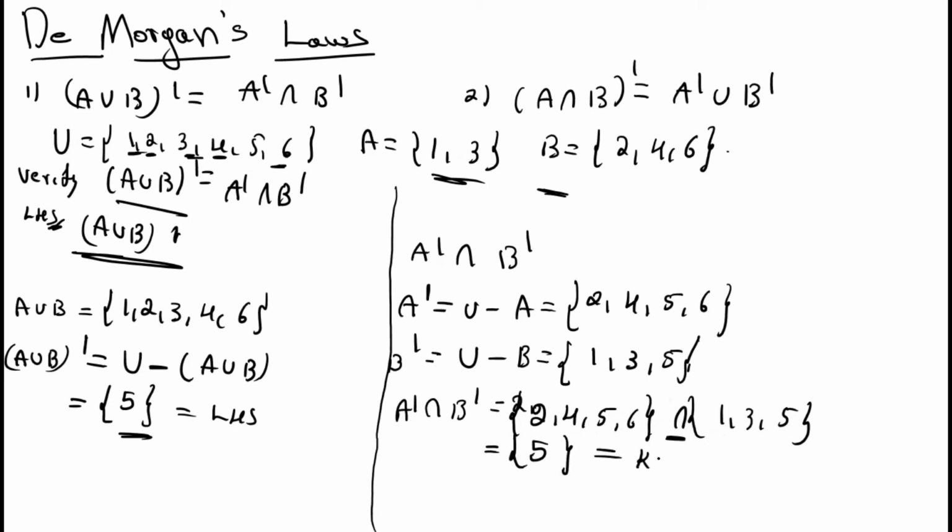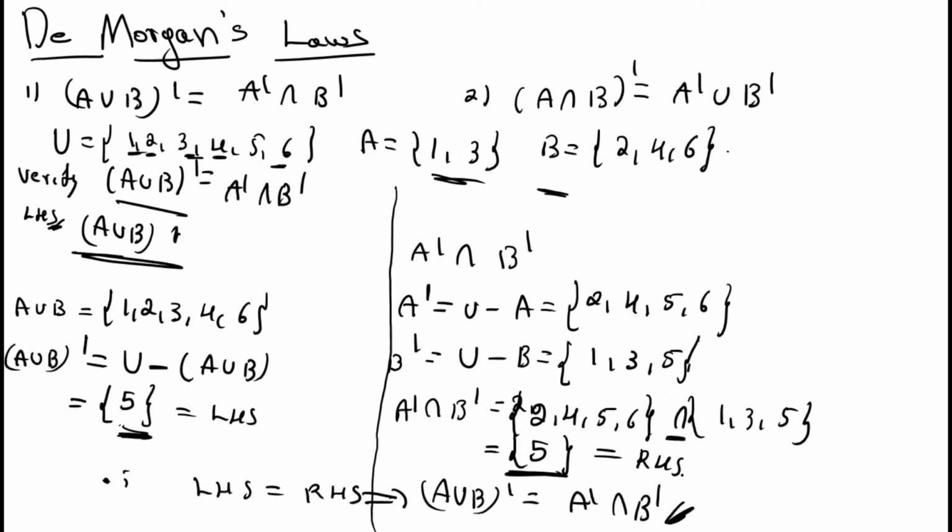It's equal to RHS. What is our observation? See, RHS value is singleton 5, LHS value is singleton 5. Therefore, here you can write LHS is equal to RHS. This implies the property given: A union B whole dash is equal to A dash intersection B dash. Suppose a second question is asked on this property, similarly you can solve.